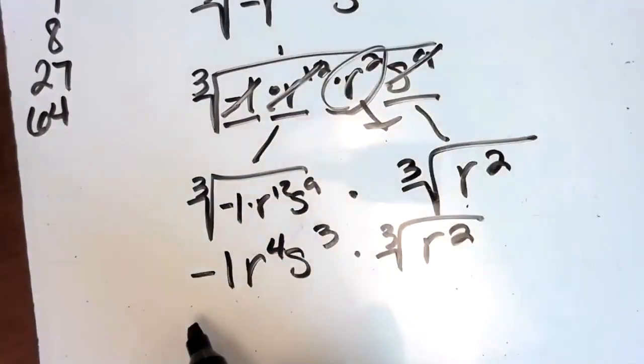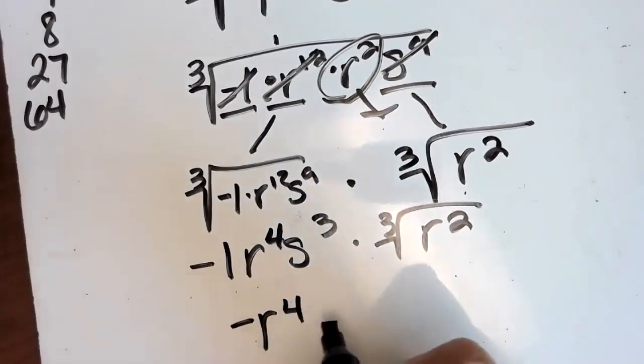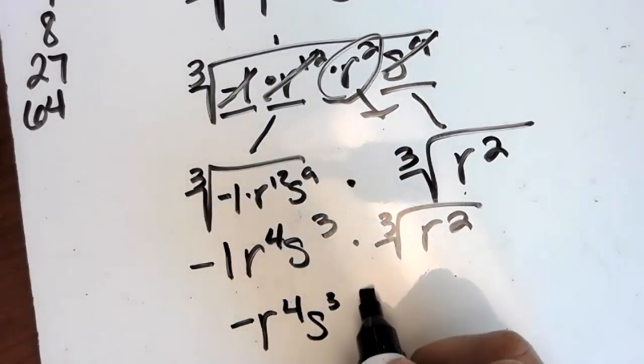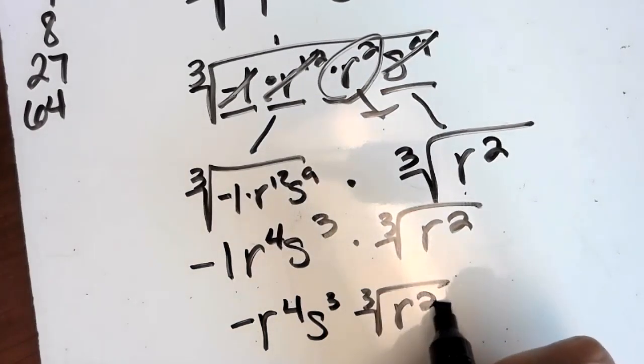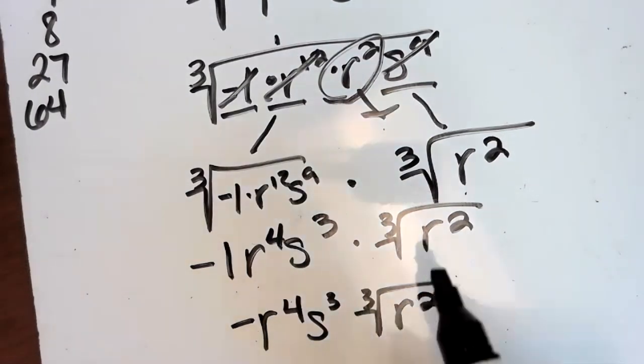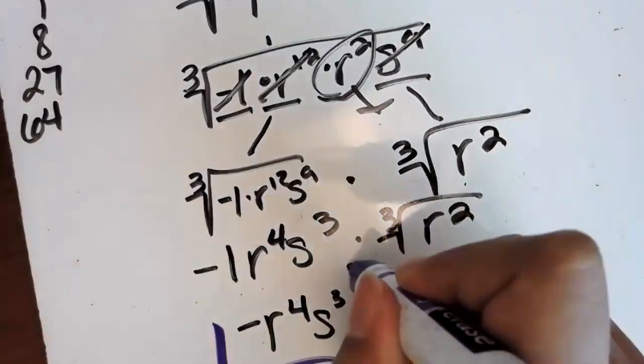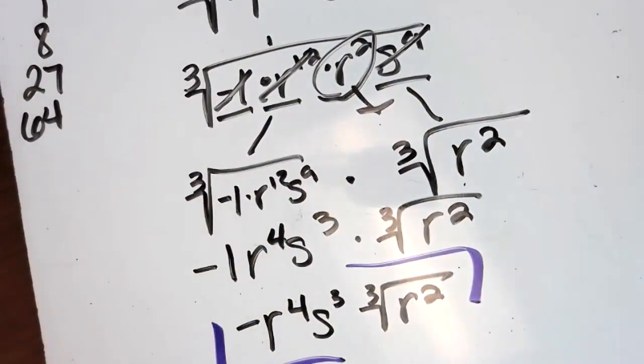And this is fine, or you could just go ahead and do negative r to the 4th s cubed, cube root of r squared. And you just want to be careful with the exponent and the index. Make sure they're not too close together. So I just leave a little bit of an extra space in between them, but that would be your answer. And that would be it on how to do that one.